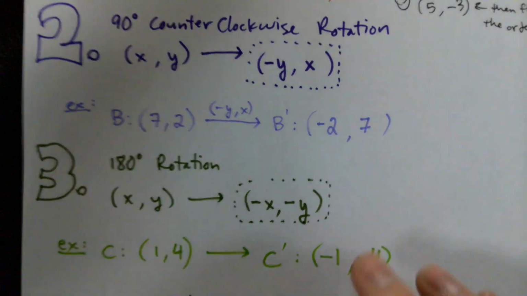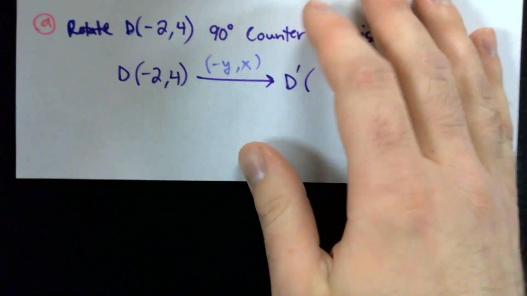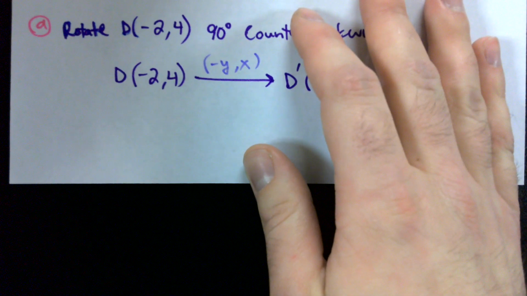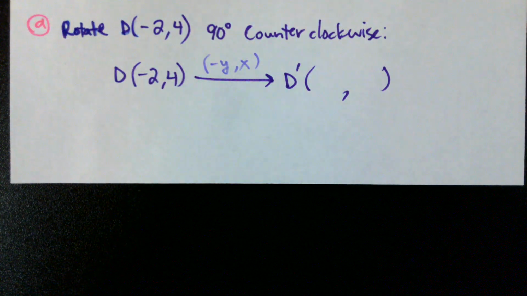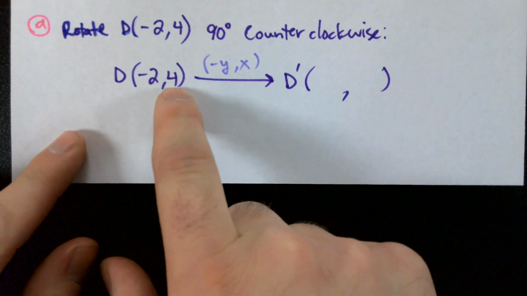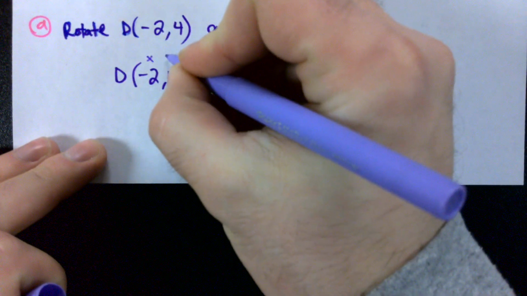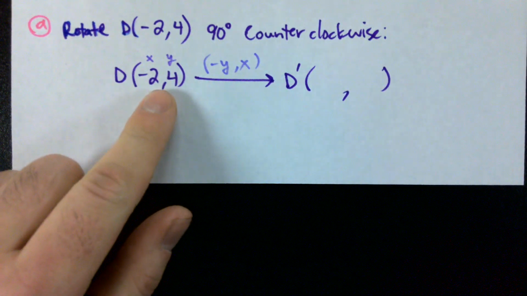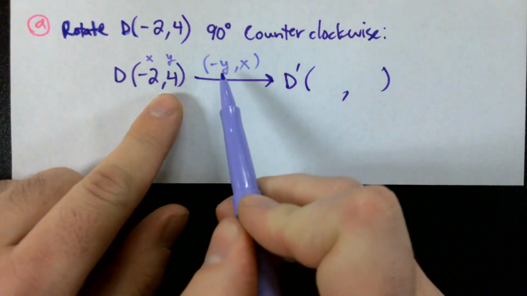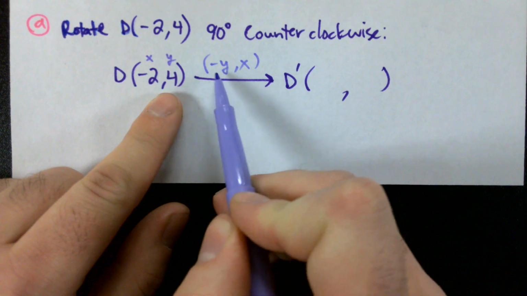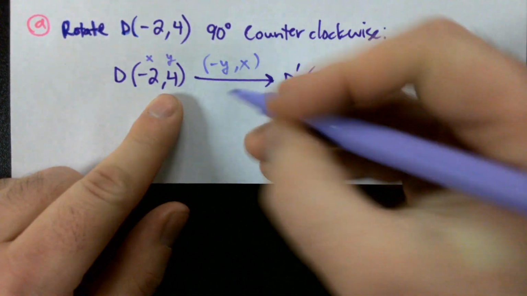So if we're going to do negative y, comma x, which of these numbers are we going to flip the sign of? Are we going to flip the negative 2 to a positive? Or are we going to flip the positive 4 to a negative, Noah? Positive 4 to a negative. We're going to flip a positive 4 to a negative. Because again, negative 2 is our original x. Positive 4 is our original y. We're going to flip the sign of our original y term.